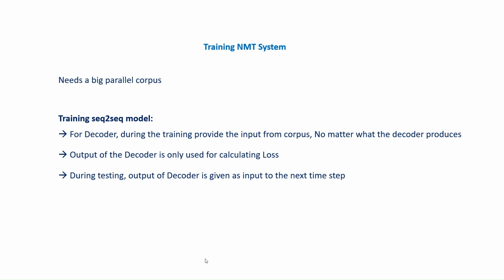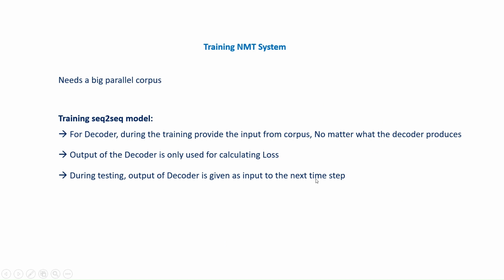For the decoder, during the training, provide the input from the corpus no matter what the decoder produces, and the output of the decoder is only used for calculating loss. Here we are not going to feed it back into the next hidden states. And during the testing, the output of the decoder is given as an input to the next time step.